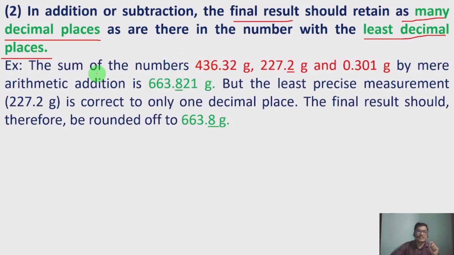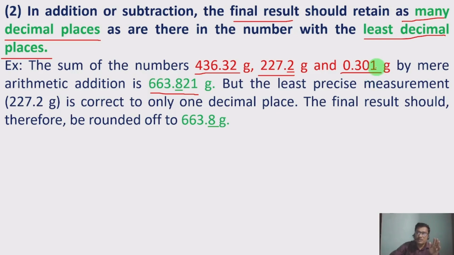For example, we'll take the sum of numbers. Three numbers here: 436.32 gram, 227.2 gram, and 0.301 gram. By mere addition, we get 663.821 gram as the result. Now let's see how many decimal places each number has. The first number has two decimal places. The second number, 227.2, has only one decimal place. And the third number, 0.301, has three decimal places.